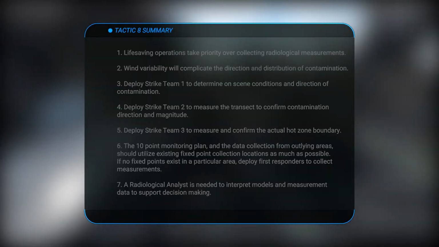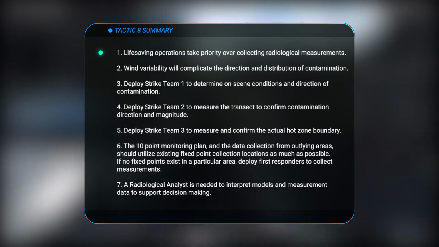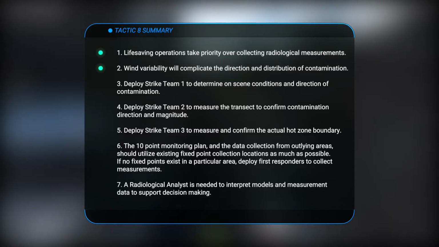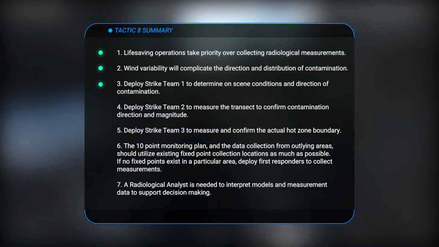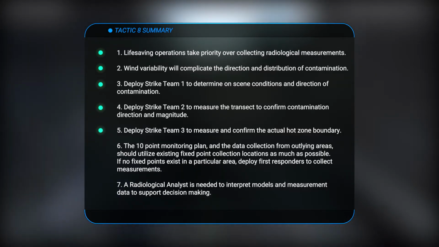Tactic 8 Summary. Life-saving operations take priority over radiation measurements. Wind variability in the urban environment will affect contamination location. Deploy Strike Team 1 to determine on-scene conditions and direction of contamination. Deploy Strike Team 2 to measure the 1-kilometer transect. Deploy Strike Team 3 to measure actual hot zone boundary.